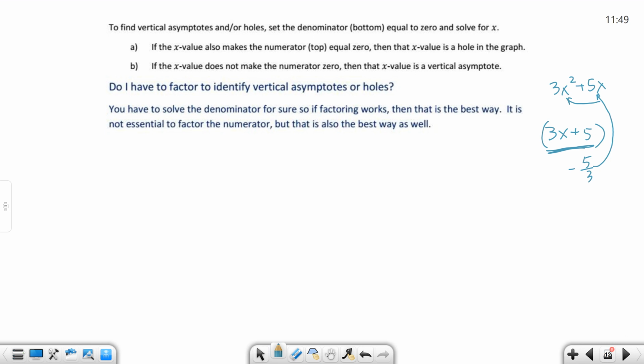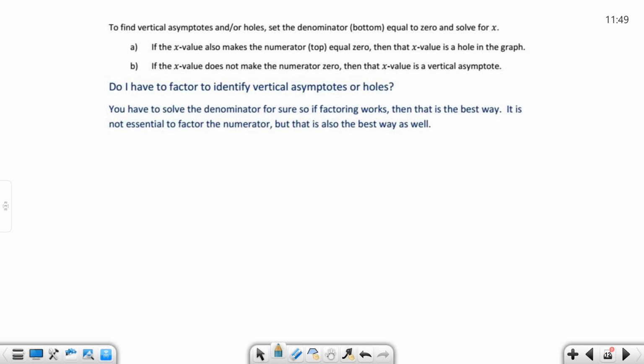So, yes, you should factor it, but is it completely necessary? I mean, technically, no. But it works a lot better if you factor both the numerator and denominator when you're working with vertical asymptotes and holes. You're not going to do anything with the numerator other than say, hey, does it share a factor? Okay. If you factor something and they share factors, then that shared factor makes both of them zero. So shared factors will be holes. And if it just makes the denominator zero, and it's not shared with the numerator, then it's a vertical asymptote. All right, so that's how I distinguish if shared factors or not.